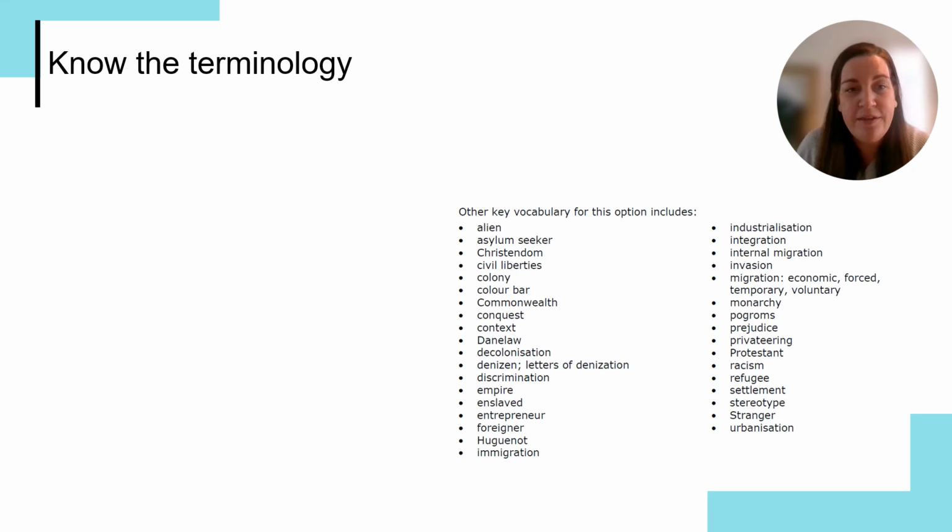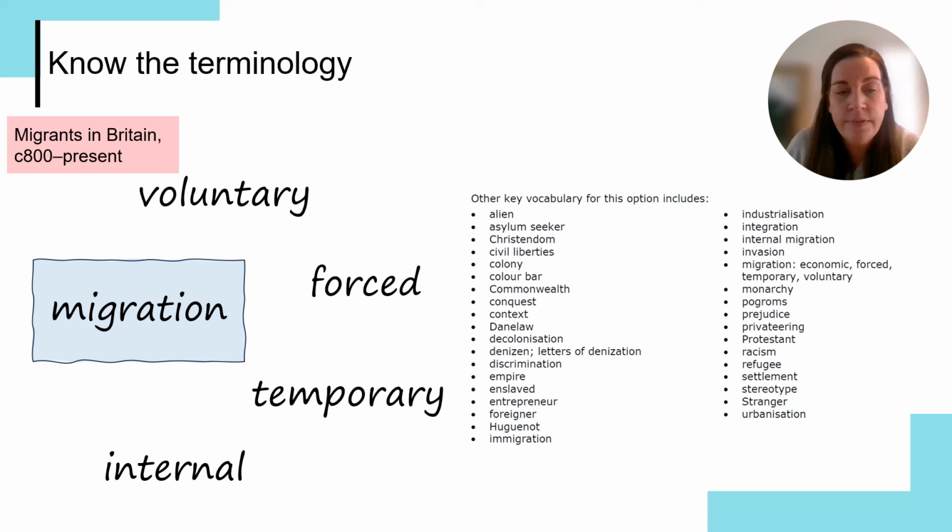Another way to do well on this paper is make sure you're familiar and comfortable with the key terminology. Pearson have provided a list of suggested keywords that can be found on their website. Take, for example, this word migration from the Migration in Britain unit. It can have many different meanings. It can mean voluntary migration or forced migration.